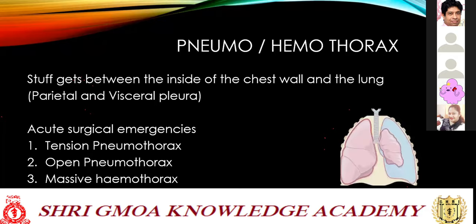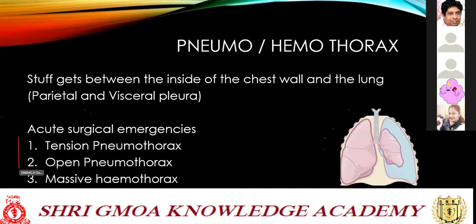Next topic is surgical, very important, and that's why I earlier said you have to develop skills when you work in the emergency department. This is pneumo or hemothorax. Air or blood gets between the inside of the chest wall and the lung, between the parietal and visceral pleura. So it's an acute surgical emergency.